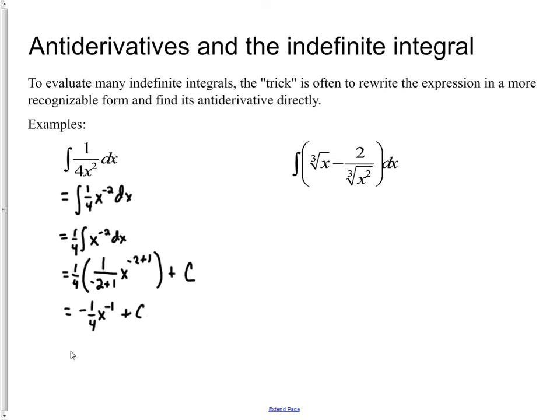Or rewriting the expression back into the form that we started out with, we could say that we have negative 1 over 4x plus our constant. And this would be the antiderivative.